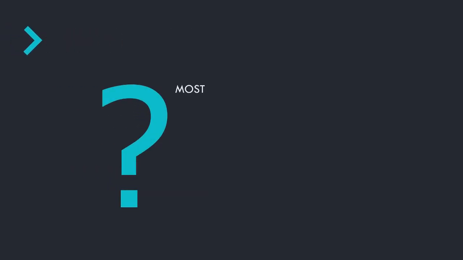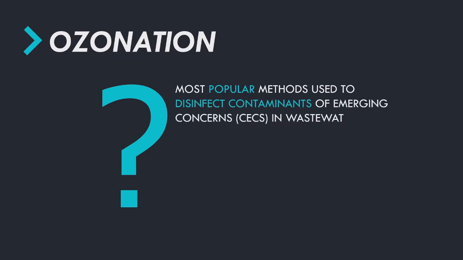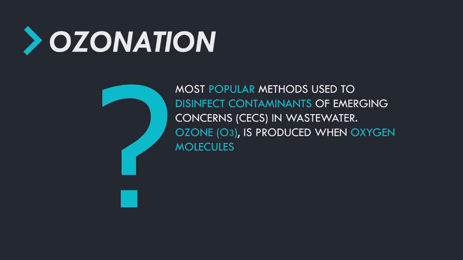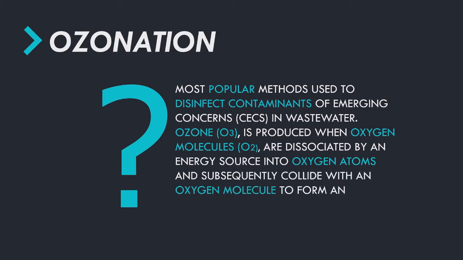Ozonation is one of the most popular methods used to disinfect contaminants of emerging concern in wastewater. Ozone is produced when oxygen molecules are dissociated by an energy source into oxygen atoms, which subsequently collide with an oxygen molecule to form an unstable gas, which is ozone.